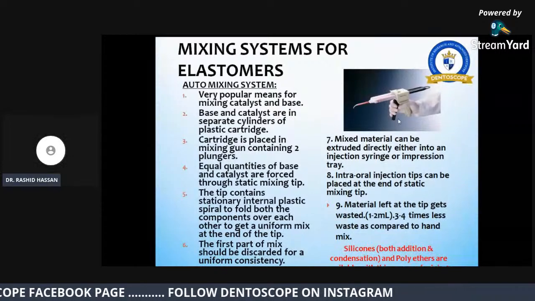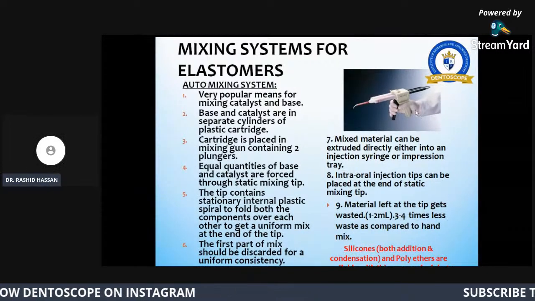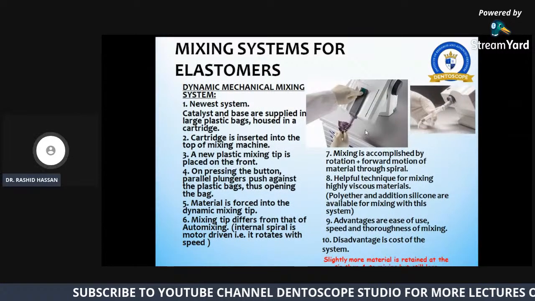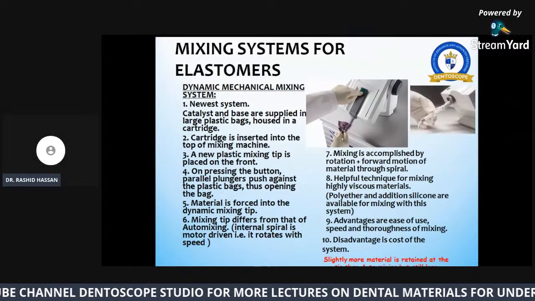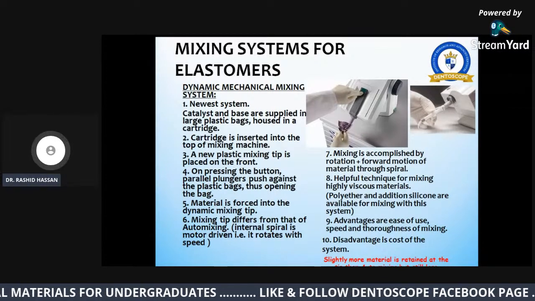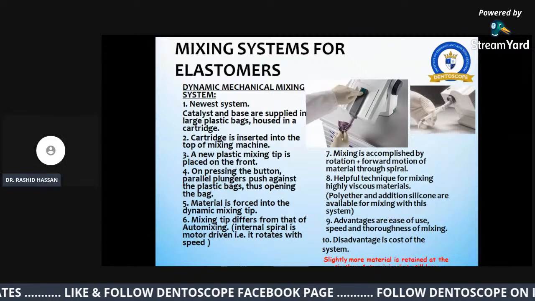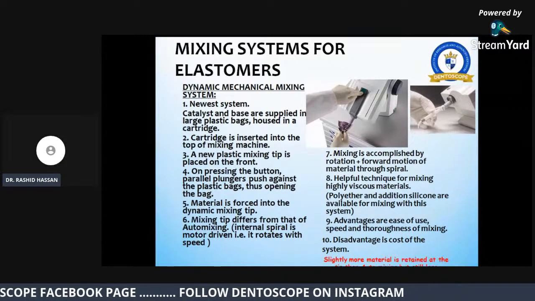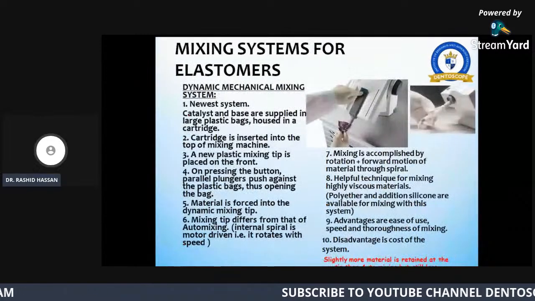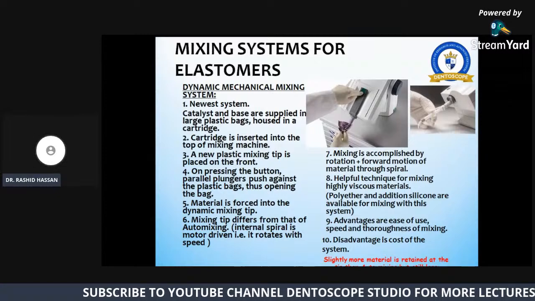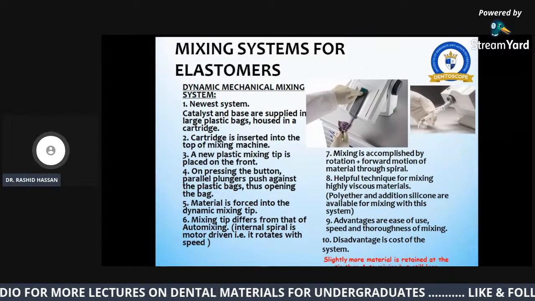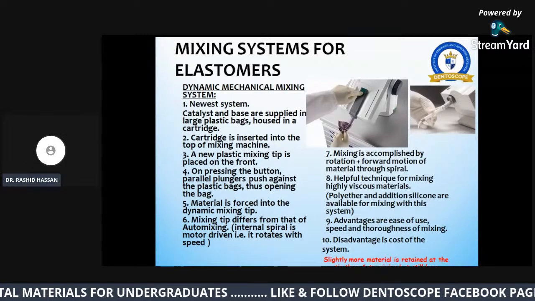Even this mixing gun is very expensive, about 3-4 thousand, but this one has a really big price. So we normally don't have this, but still we should know how it works. Well, it works on the same mechanics as the previous one, the auto mixing method. It works on the same mechanics, but here it is done mechanically by electricity. So it is a newer system. The catalyst and base paste, these plungers are placed inside this machine.